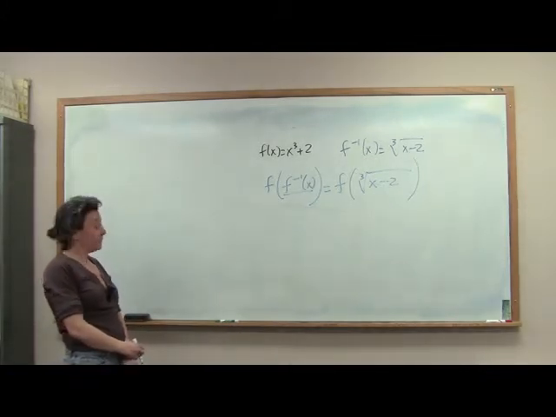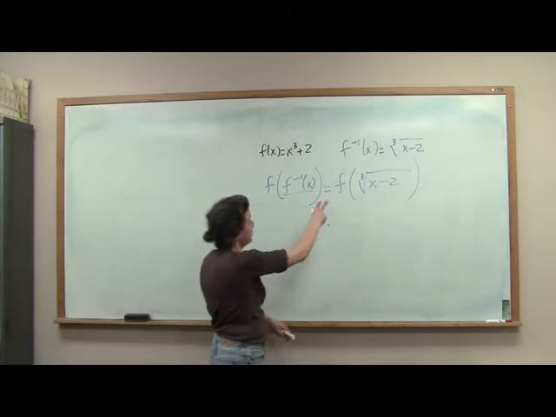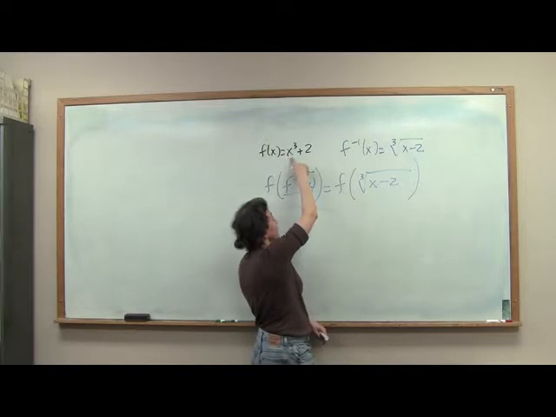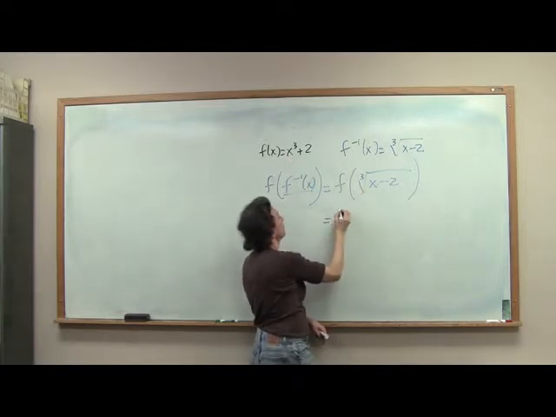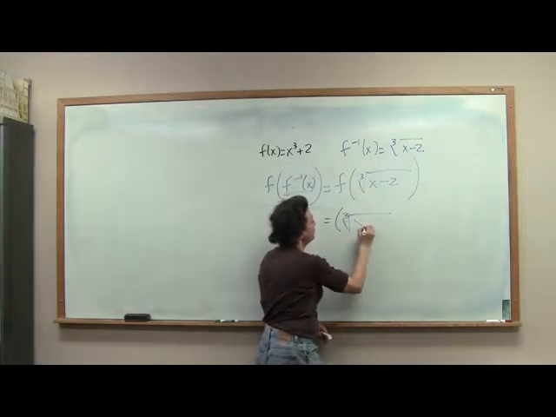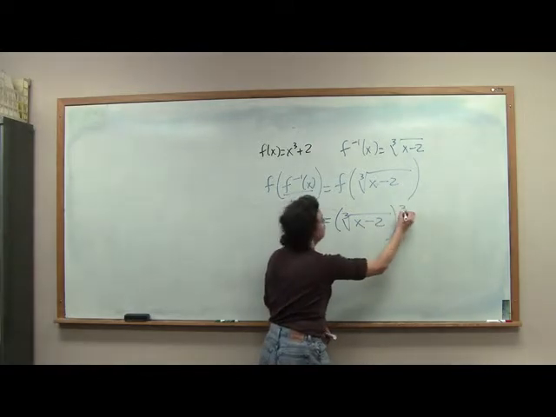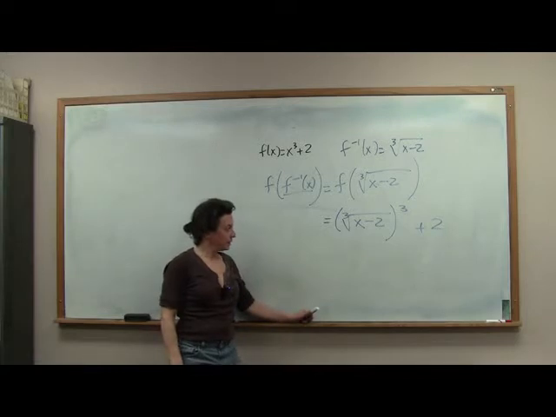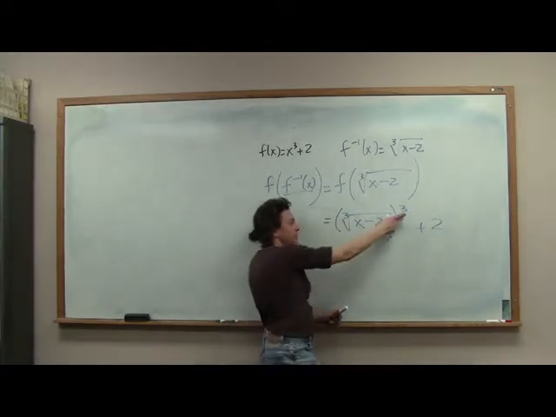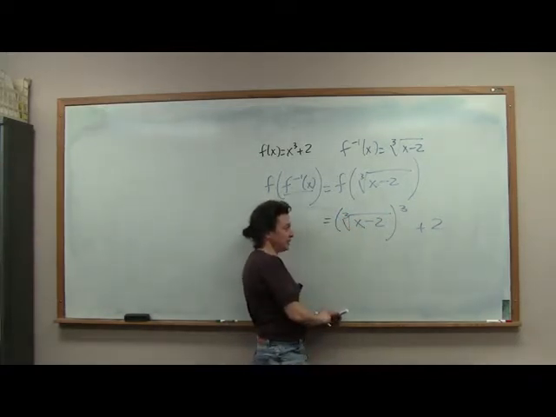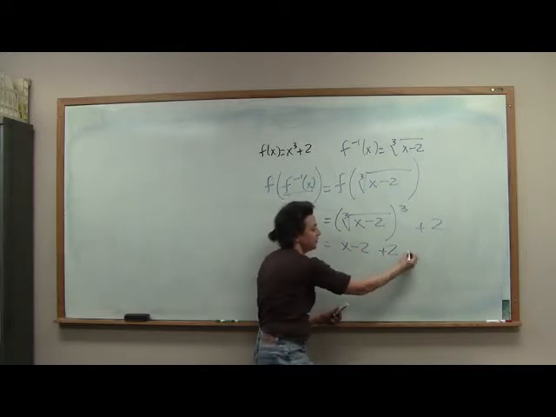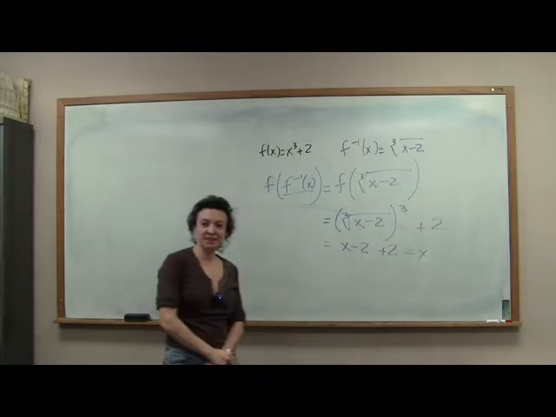Alrighty, well, let's see what happens here. What does it mean to compute f of this cube root? Everywhere where we see an x, we're going to plug in this shipwreck. So don't we have the cube root of x minus 2, cubed, plus 2? Well, remember, cubing your cube root, they cancel each other out. So you're left with x minus 2 plus 2, which is simply x.